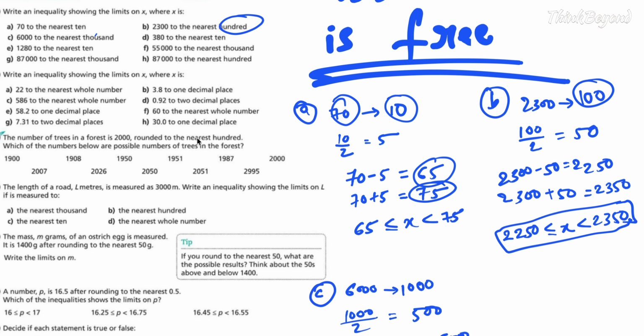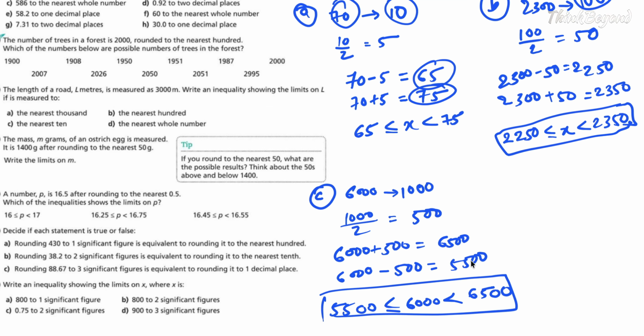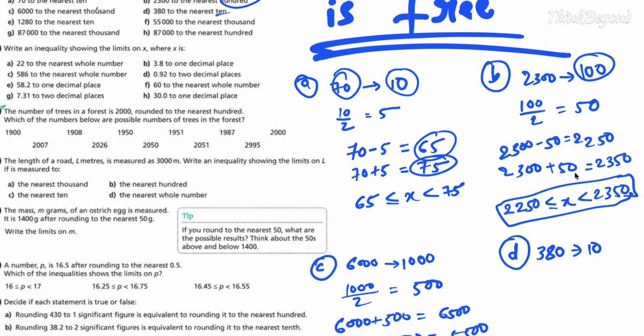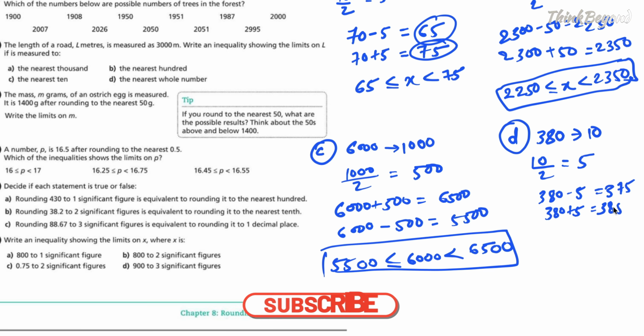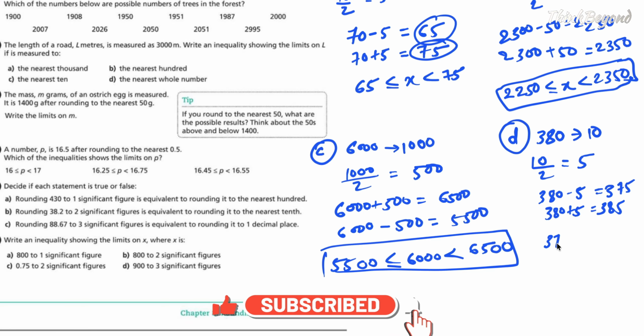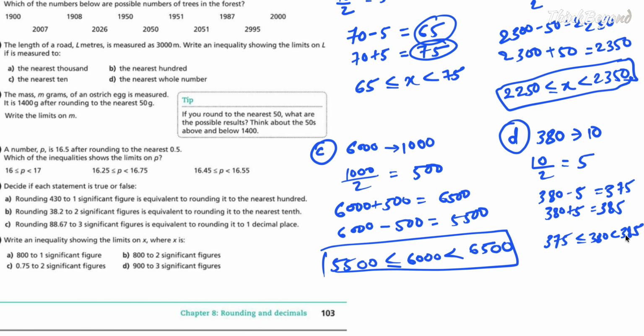Now for question D, 380 to the nearest 10. Half of 10 is what? It's 5. 380 minus 5 is 375. 380 plus 5 is 385. So the inequality will become 375 is less than or equal to x and x is less than 385. So we are also done with question D.